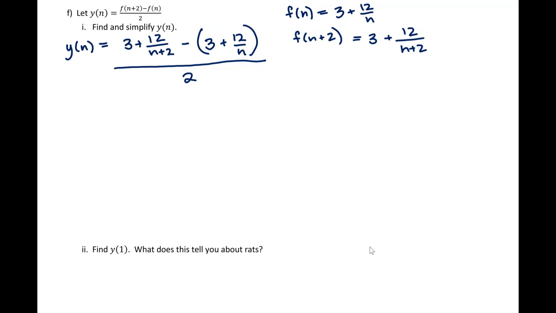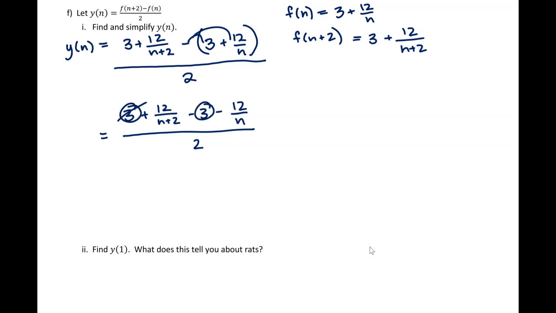So what can we do here? This negative sign is going to distribute, so it's going to be a minus 3 and a minus 12 over n. So we'll have 3 plus 12 over n plus 2 minus 3 minus 12 over n. The 3's will drop out, so that's really nice. 3's are gone. And then we have that 12 over n plus 2 minus 12 over n.